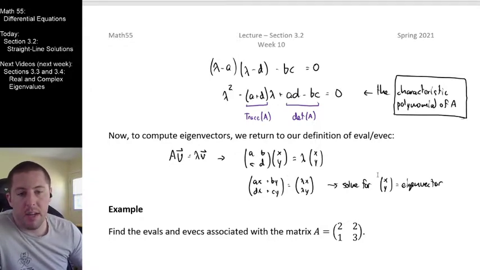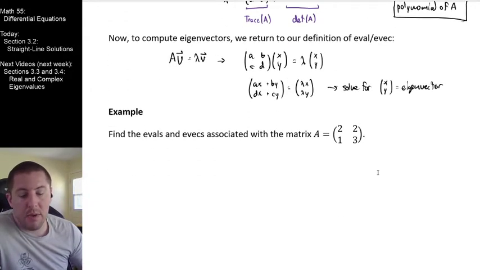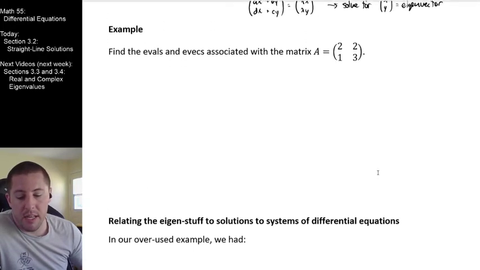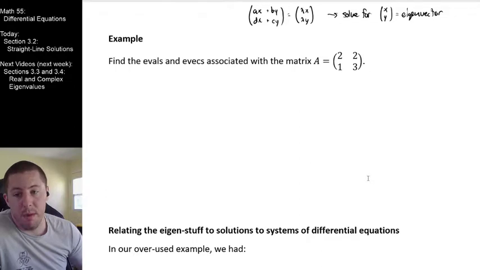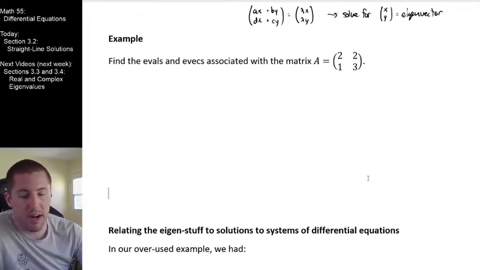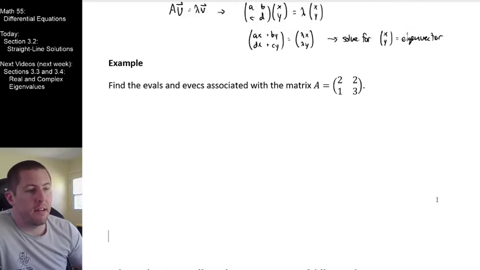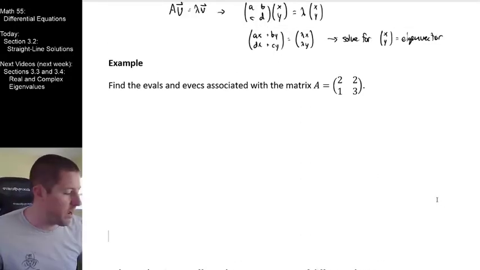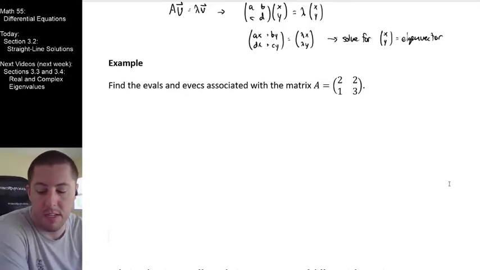So let's go ahead and see if we can follow this process and figure out what our general solution should look like here. Then we'll finally relate this all, or sorry, not our general solution, but maybe our graph. And then we'll bring this all back together to get our general solutions. So let's find the eigenvalues and eigenvectors associated with this given matrix, [2, 2; 1, 3]. Let's do all the math that we've seen here today.